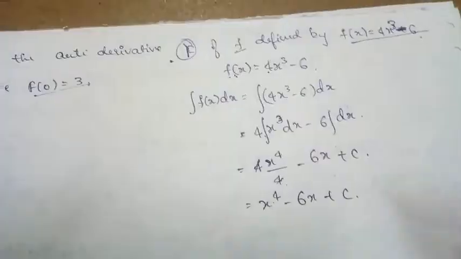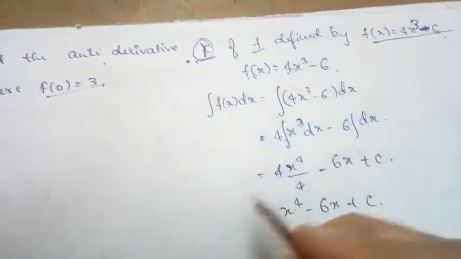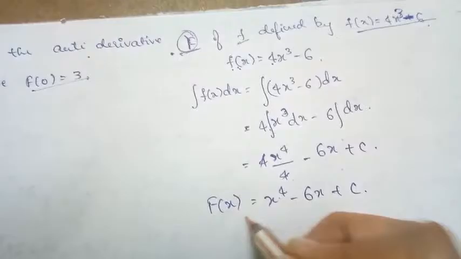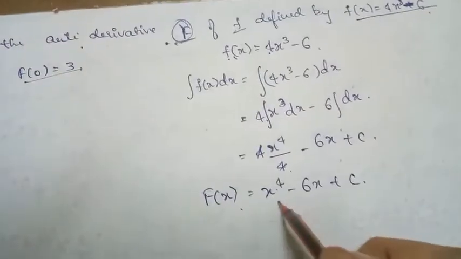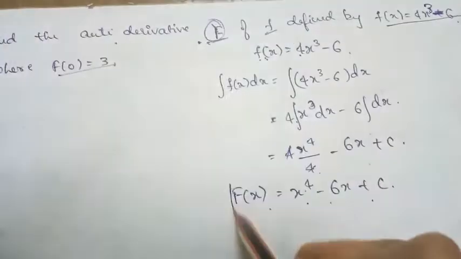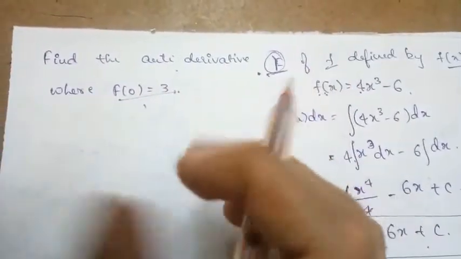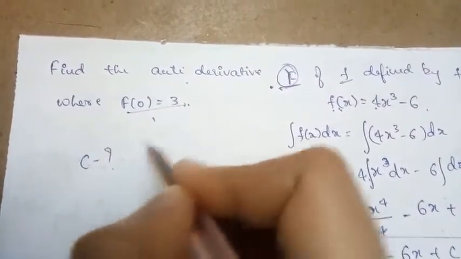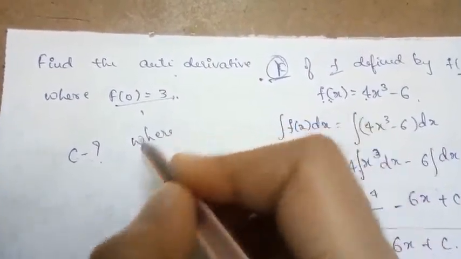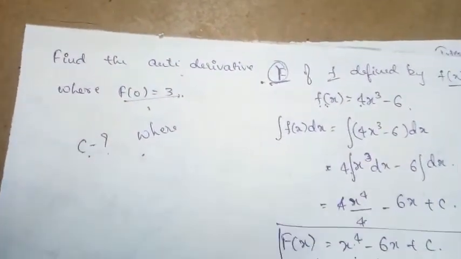This is the antiderivative. I am calling this capital F of x, which is equal to x power 4 minus 6x plus c. We got the antiderivative right now. They are saying F of 0 is equal to 3. As I said in the previous video of explanation, we can get the value of c when we get one point. If they give any point, we can get the value of c.